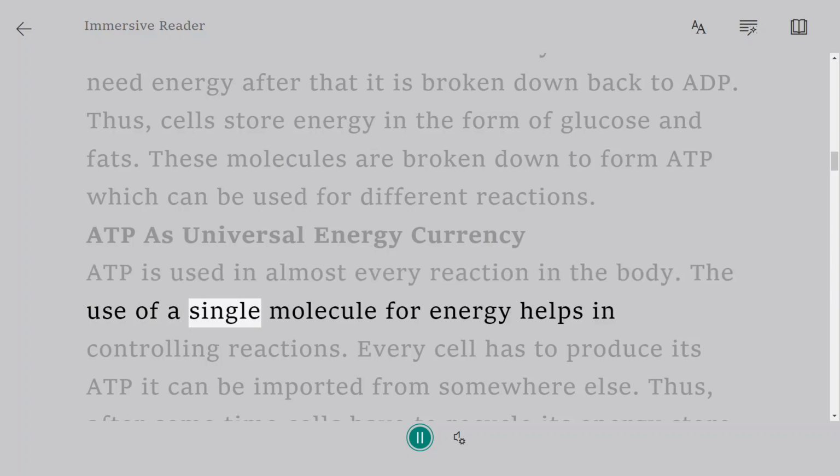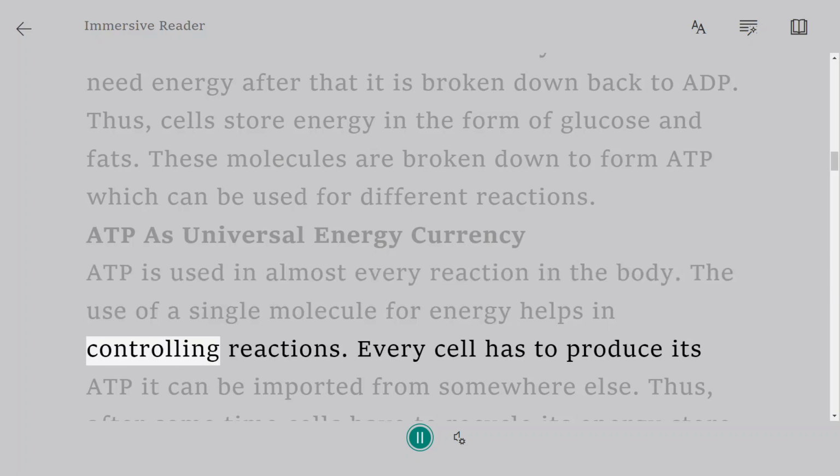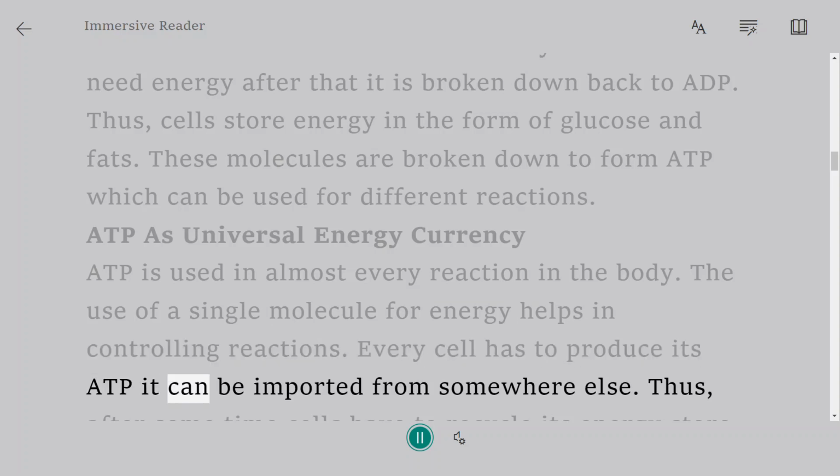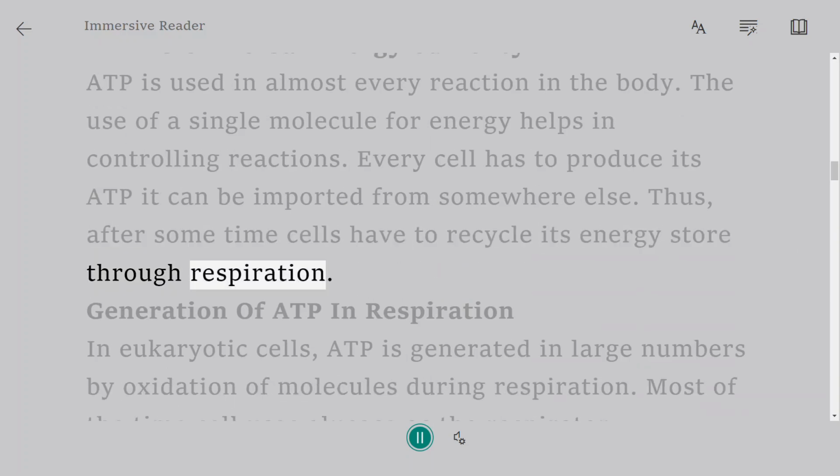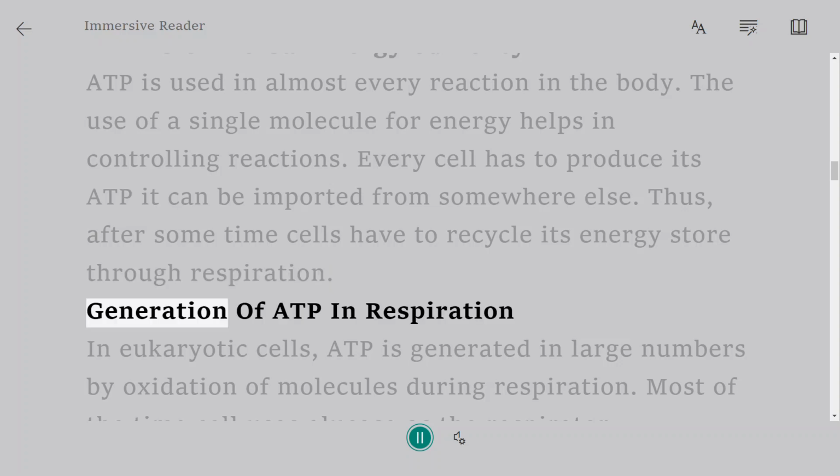The use of a single molecule for energy helps in controlling reactions. Every cell has to produce its ATP. It cannot be imported from somewhere else. Thus, after some time cells have to recycle the energy stored, through respiration. Generation of ATP in respiration.